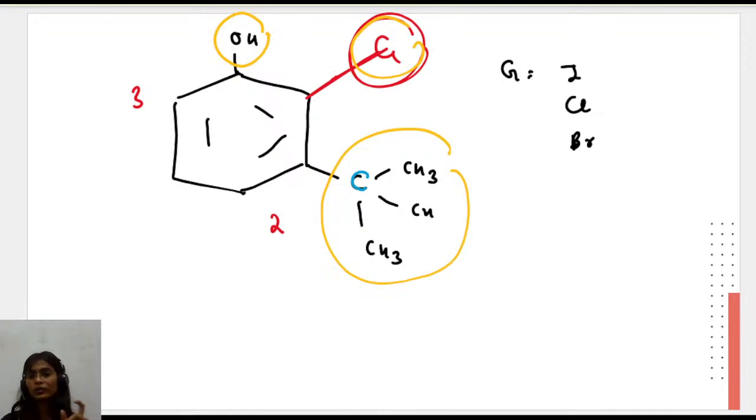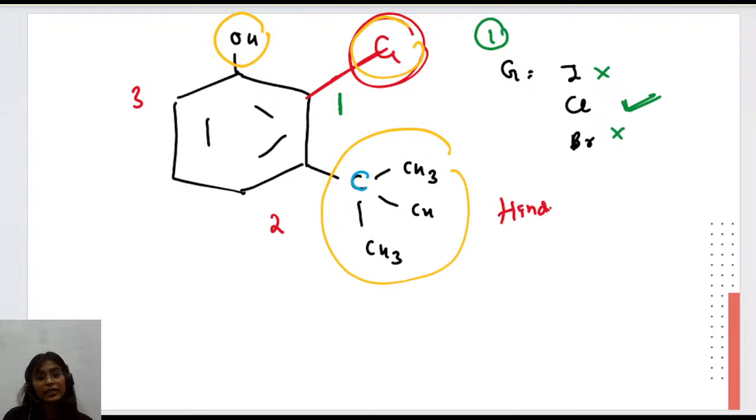Definitely, I go with chlorine. Right? At position number one, it is blocked by the two things. Position number one is not feasible for iodine or for bromine. Only chlorine is possible. Let me write that for the first position, only chlorine is okay. First point. And what is the reason behind this? The hindrance, the steric effect, the hindrance of this bulky group there.